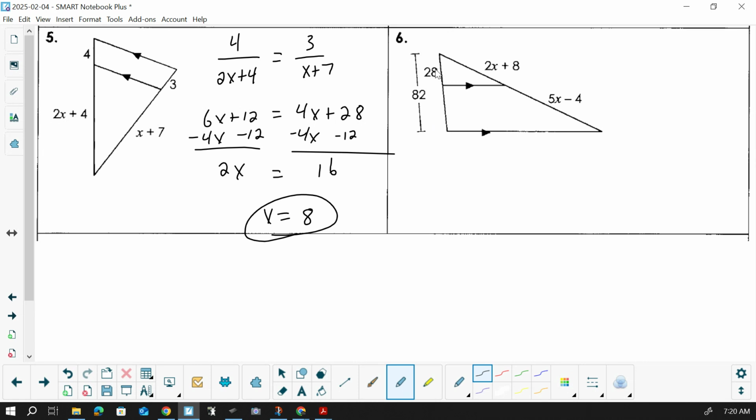All right, this one here. Let's see, 82 minus the 28 to get started. Just because we need this number right here, 54. All right, so we'll do 2x plus, let's do it on this side. We'll do the 2x plus 8 over the 5x minus 4. And on this side, we'll do the 28 over the 54.